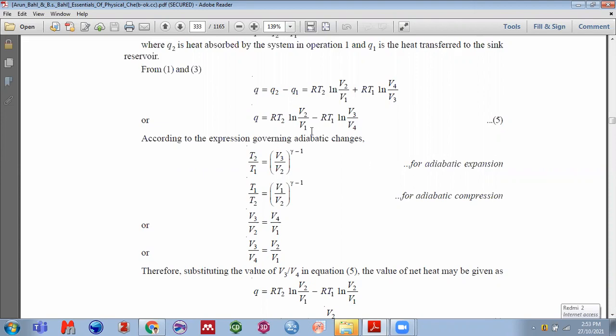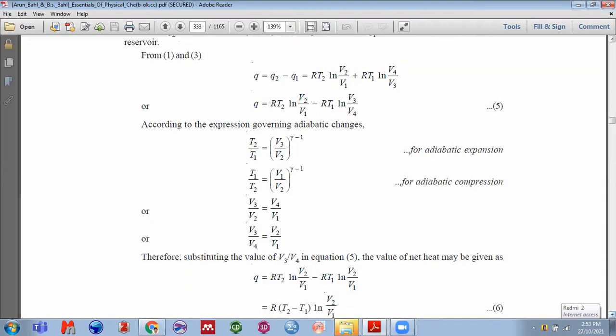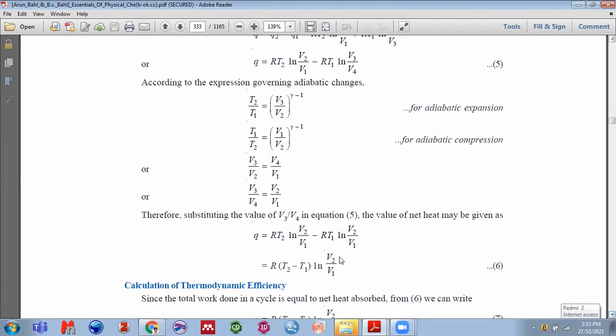We get Q equal to RT2 ln V2 by V1 minus RT1 ln, that term V3 by V4 should be replaced by V2 by V1, RT1 ln V2 by V1, as per above adiabatic changes. So now the equation becomes Q equal to RT2 ln V2 by V1 minus RT1 ln V2 by V1.